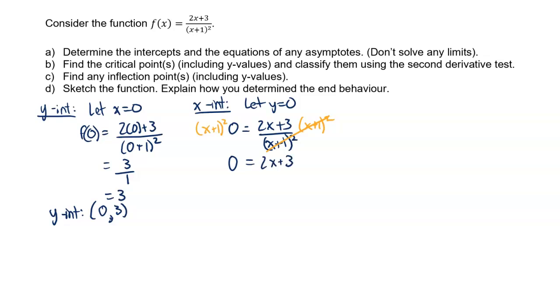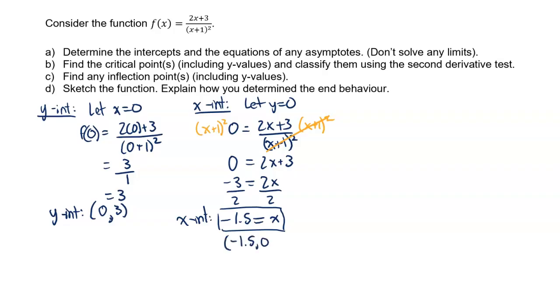And so in this particular case, we only have one x-intercept. 2x plus 3 is equal to 0. And so we rearrange this. 2x is equal to negative 3. And then we divide both sides by 2, and we get negative 1.5. And so that's my only x-intercept. Specifically, that's a point at negative 1.5 and 0.